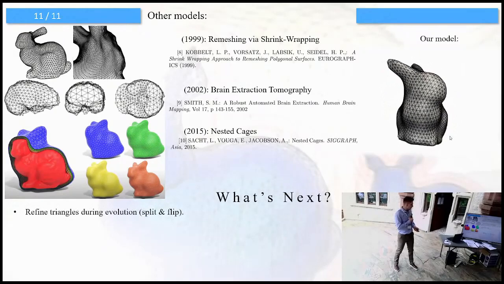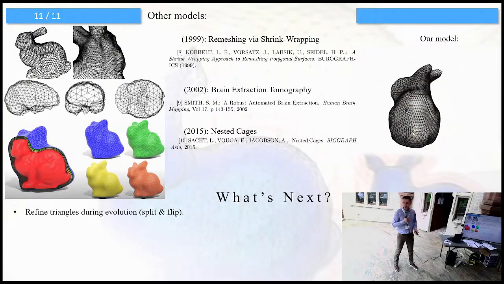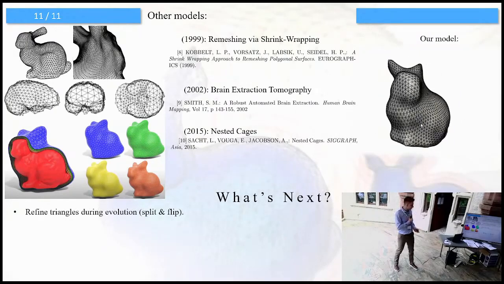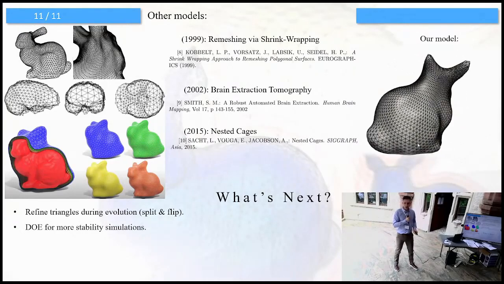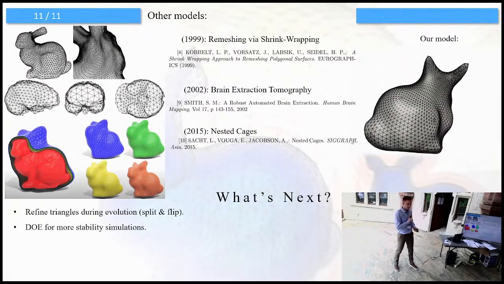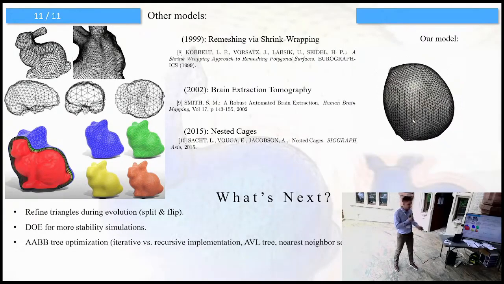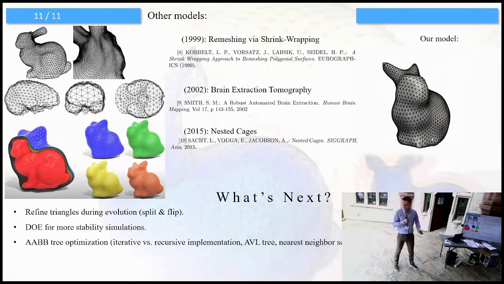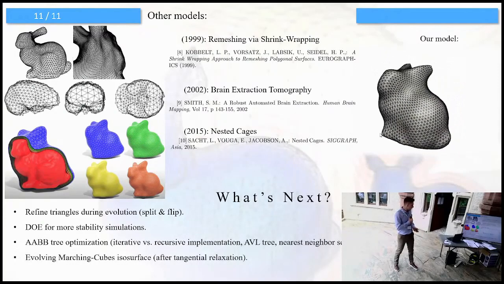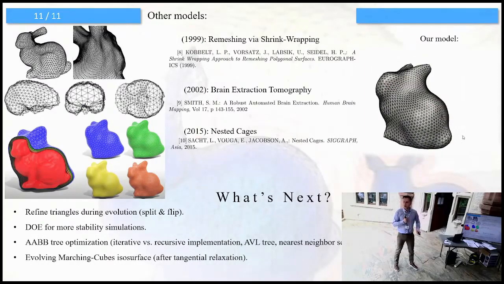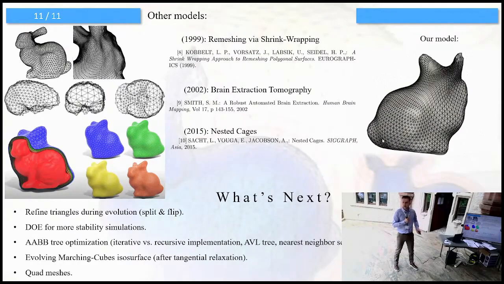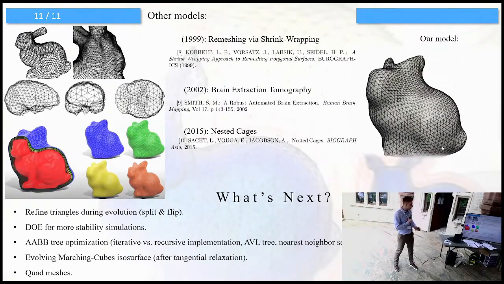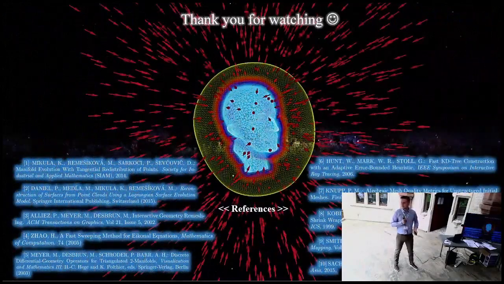We want to refine the triangles during evolution so that we adjust for the stretched triangles, doing topology adjustments to the mesh. We also want to do a better design of our experiments for stability simulations, and optimize the AABB tree construction so that it's even faster, try evolving marching cubes isosurfaces, and also extend our method to quad meshes. So that will be pretty much it, and I'm ready for your questions.